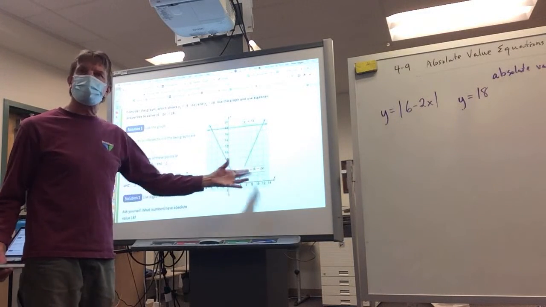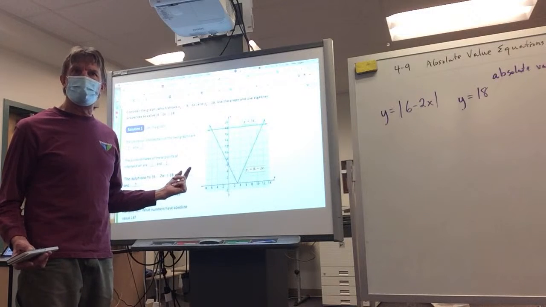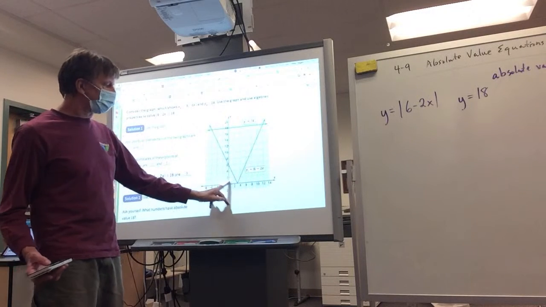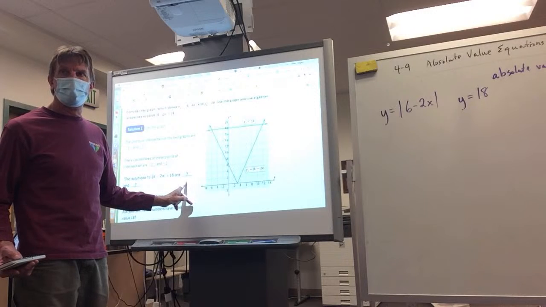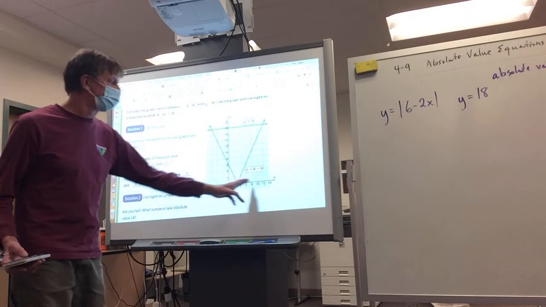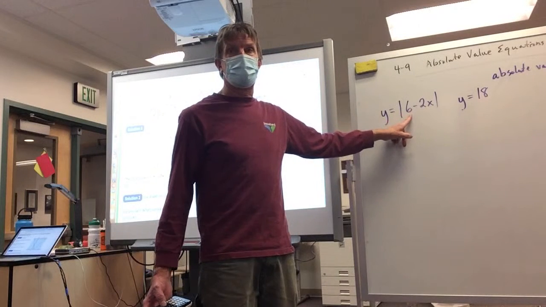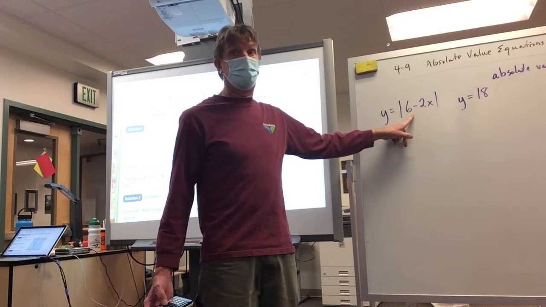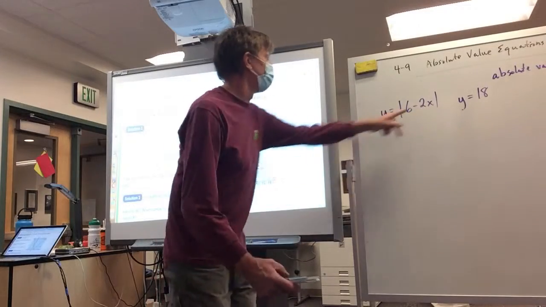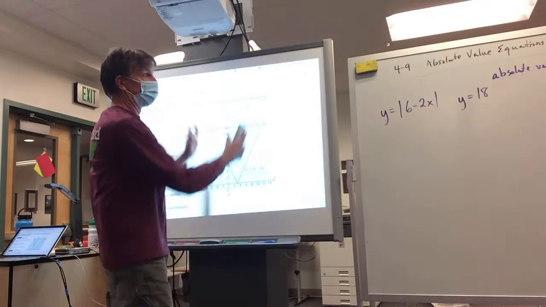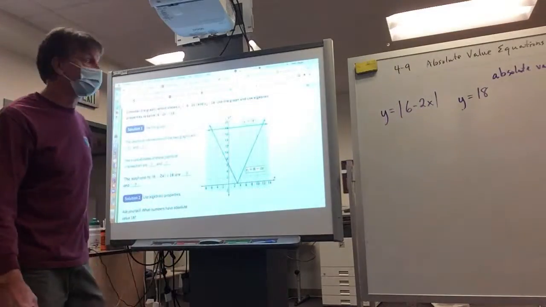So if you look at it, they're not symmetric numbers, are they? It's not like to the right of 0 and to the left of 0. They're off. This is -6 and that's 12. And that's because of this 6. That's what changes that. The 2 makes it steeper than the first graph that I was showing you.